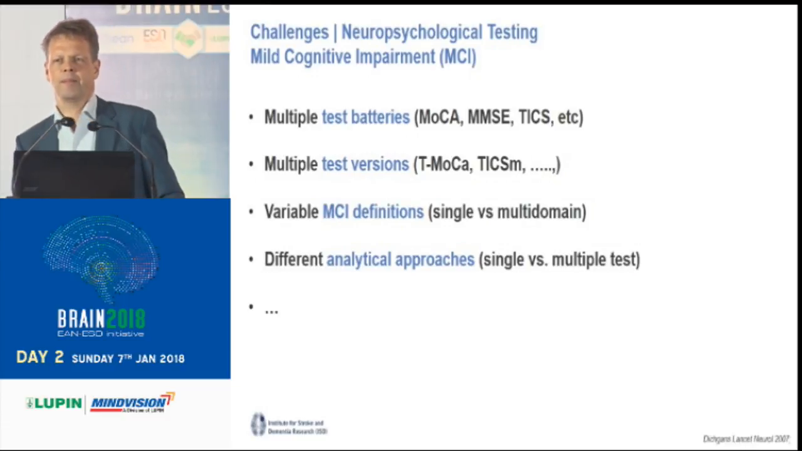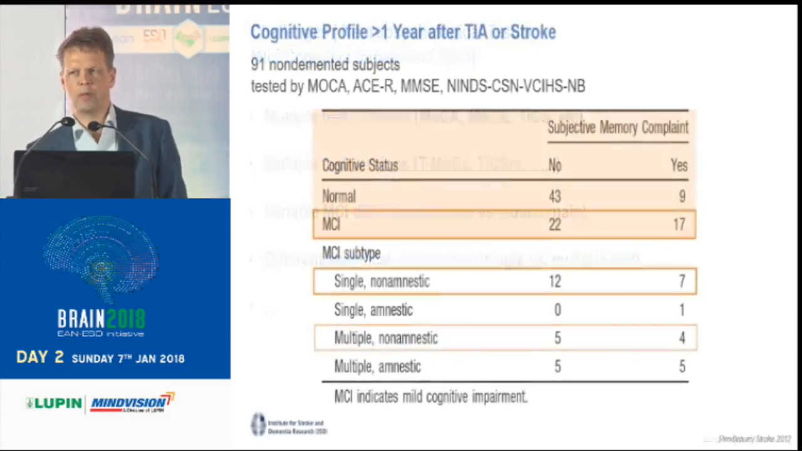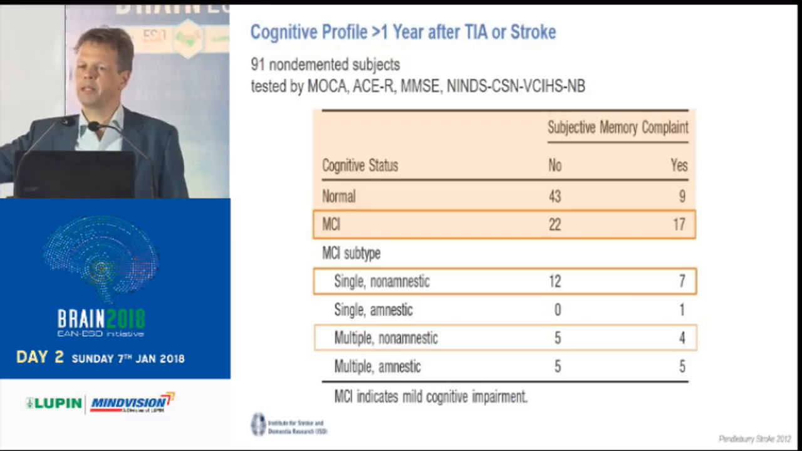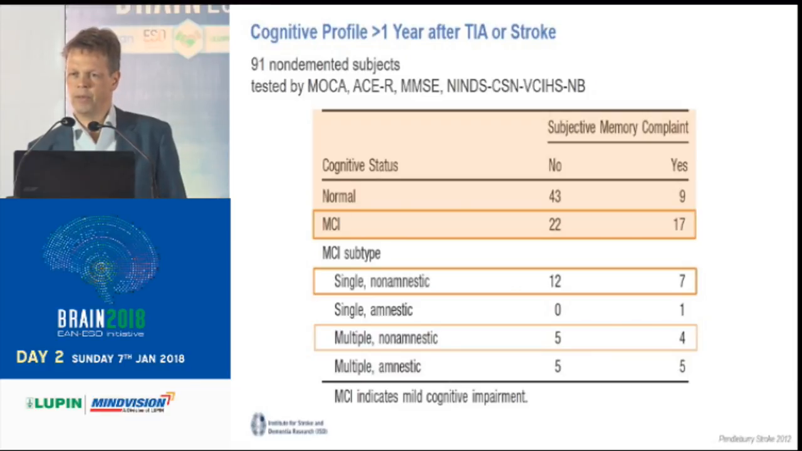This is an illustration of the cognitive profile 1 year after TIA or stroke in only 91 non-demented subjects who were tested by multiple test batteries. And there are three lessons from this relatively small series. First of all, almost half of the patients did develop MCI according to this broad test battery. Second, the most frequent abnormality was non-amnestic MCI, so not requiring or not even involving memory deficits.